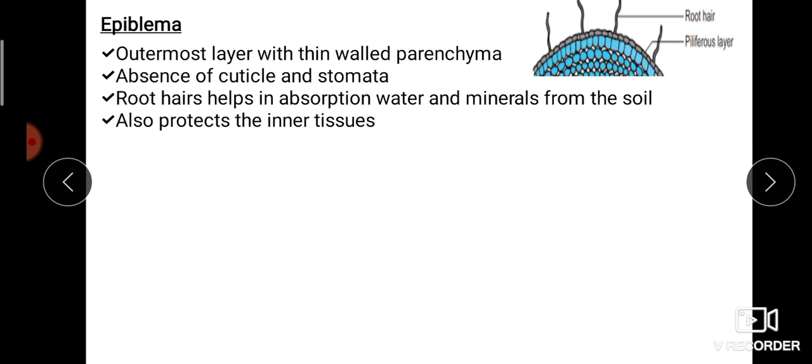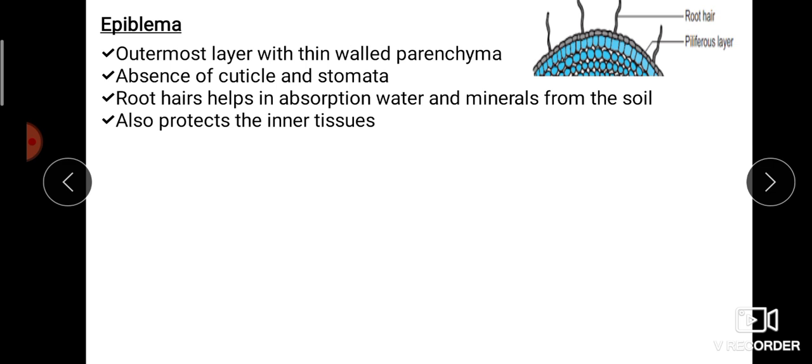So first one is epidermis, the outermost layer with thin-walled parenchyma, same as dicot root. It has an absence of cuticle and stomata, having no cuticle and stomata. It is also same as dicot root. Then root hairs help in absorption of water and minerals from soil.